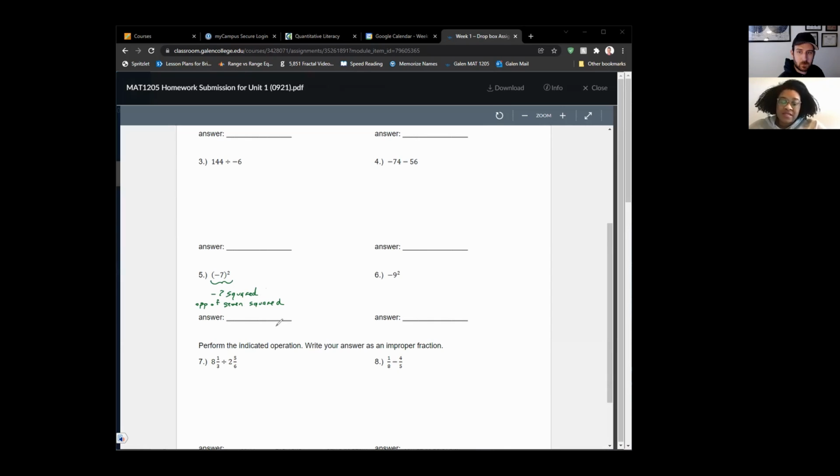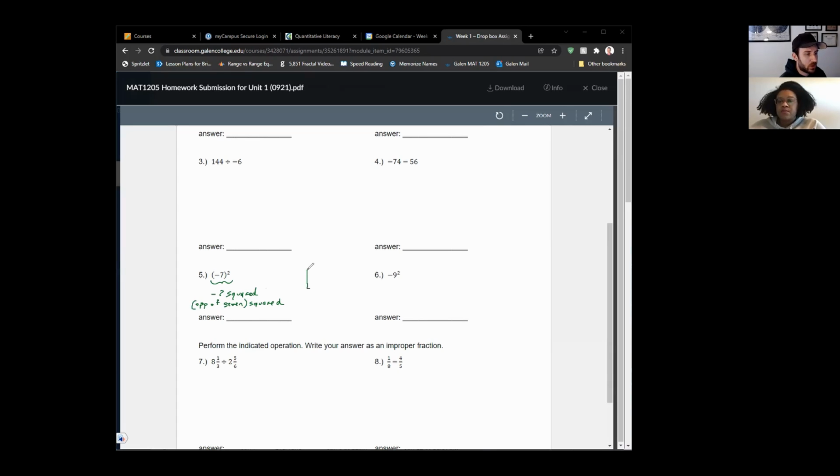The opposite of the sign. Good. Is that the opposite of the square or the opposite of 7? What's your gut instinct? The opposite of 7. That's exactly right. So in this case, we're talking about the opposite of 7, and then I'm going to use that to make a square. So watch how we can do that.